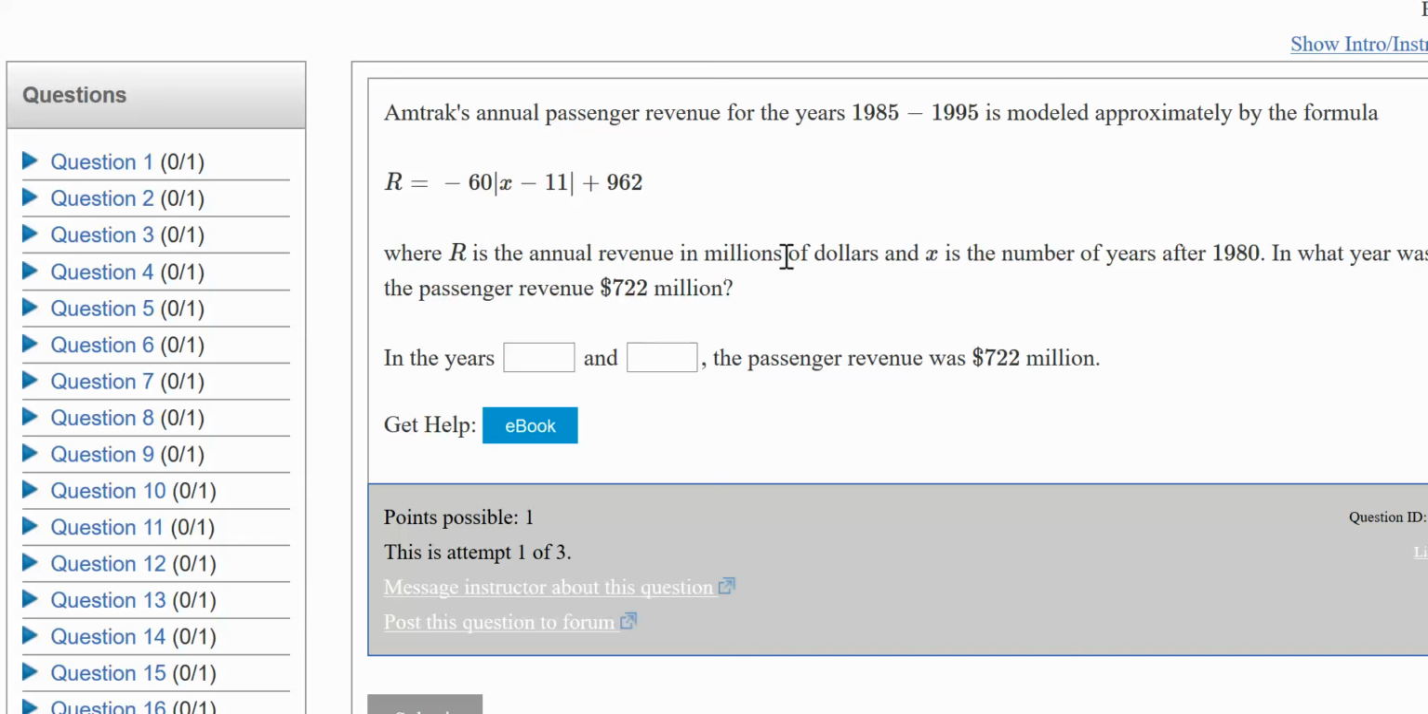R is annual revenue, millions of dollars. Let's see, and what year was the passenger? Careful here, so X is the number of years after 1980. In what year was the passenger revenue $722 million? Okay, it looks like we're going to have two answers here, this year and this year, with a revenue of 722 million. So let's start working it.